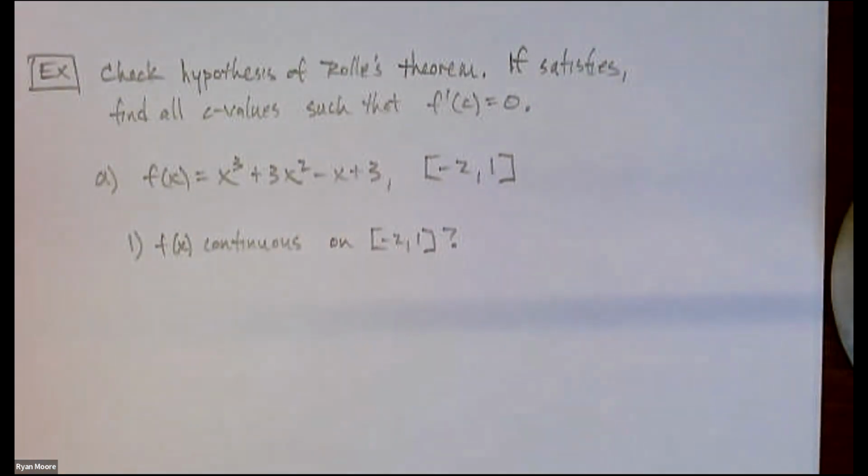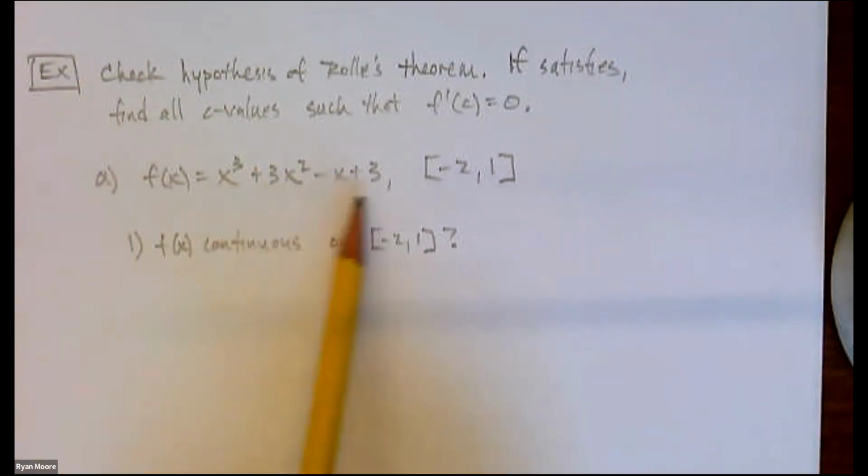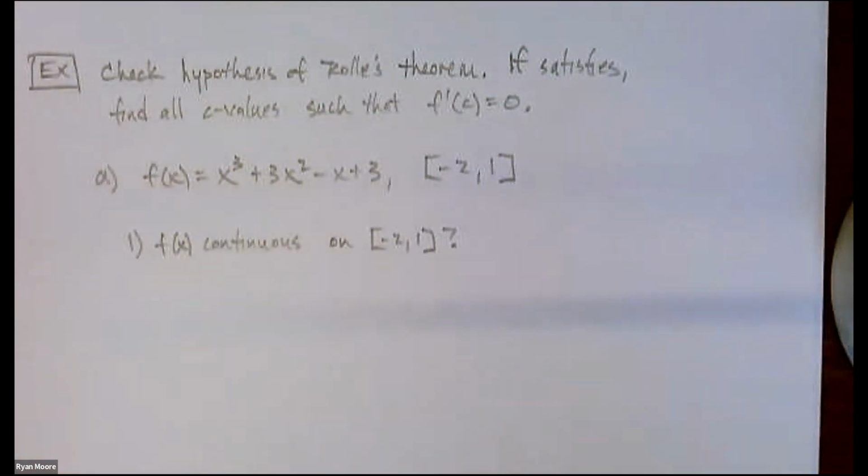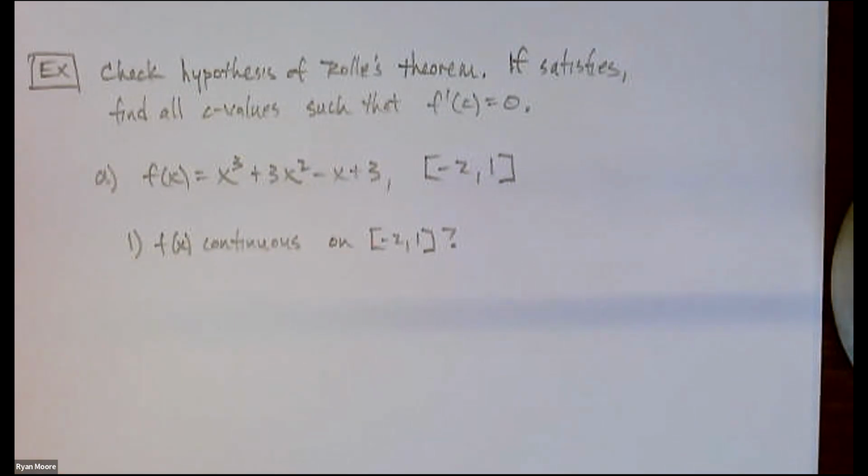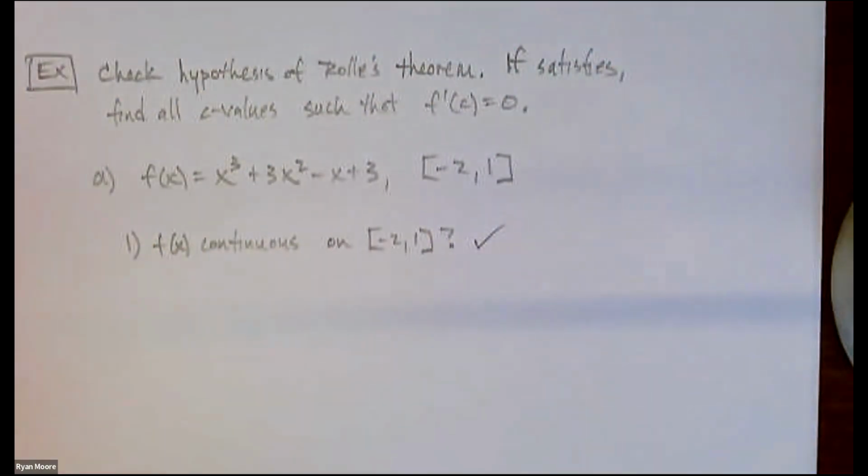For this first hypothesis, there's really not any math to do. Just look at it. For this function, does anything weird happen between -2 and 1? Are there any holes? Are there any jumps? Are there any vertical asymptotes? No. We're never dividing by 0, which would indicate a hole or a vertical asymptote. And there's no jumps. A piecewise function might have a jump, but this is not a piecewise, so we're good. There's nothing to really calculate there.